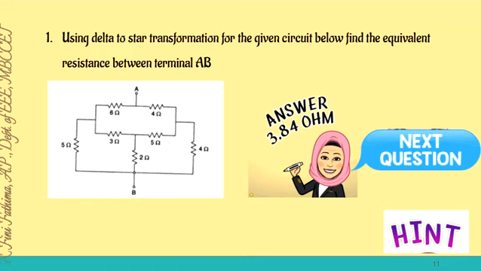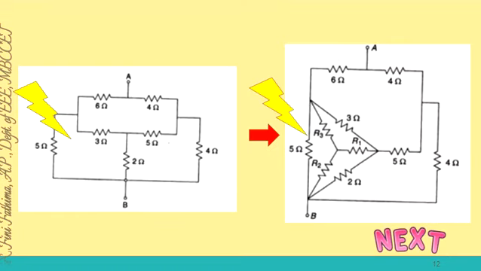So first, I am going to choose the first delta connection. This is the first delta connection, so I am converting this delta to star. I have redrawn the same circuit such that this is a delta connection and I am converting it into the star connection. So how will I convert delta to star?